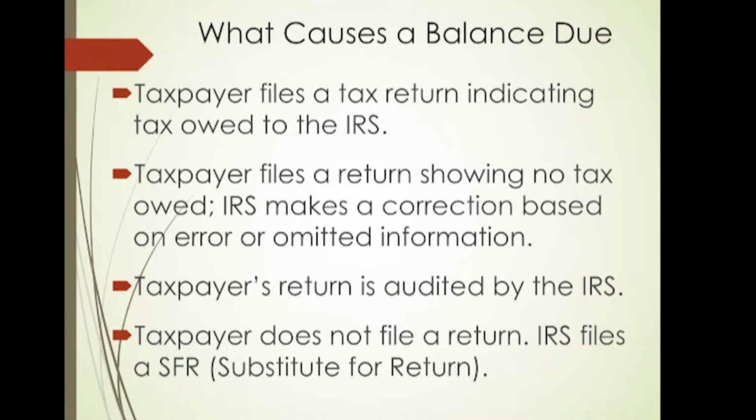Oftentimes they issue the correction through what's called a CP 2000 notice. The taxpayer will file a return. They'll get a nice letter in the mail saying, hey, we noticed you left off some income, you didn't report a 1099 that you had, you stated a credit that we don't believe you're entitled to. Any number of things can cause a CP 2000. If the taxpayer doesn't respond or challenge that CP 2000, then the IRS will make the adjustment and the balance due will become final.